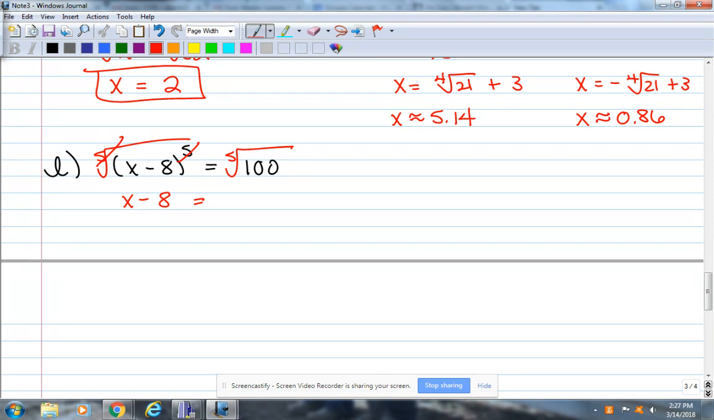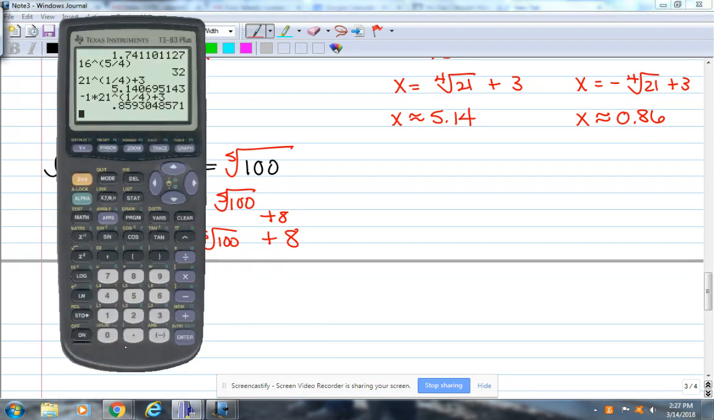Can we take the 5th root of 100, though? No, I'm just going to leave it alone because it will not simplify without doing a decimal. And then how do I get the x by itself? Add 8 to each side. So you just type that in your calculator. X equals the 5th root of 100 plus 8. And how do we say the 5th root of 100 in our calculator? 100 to the what? 1/5. Very good. So that's what we're going to do.